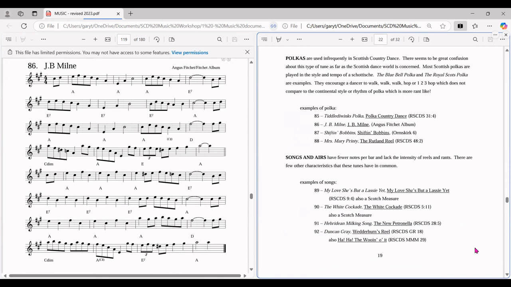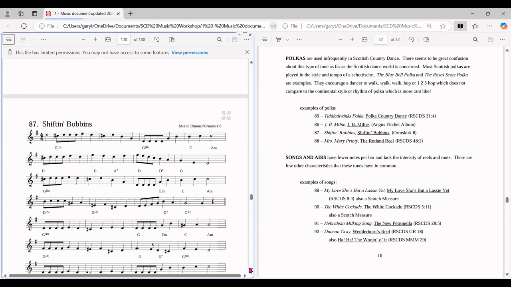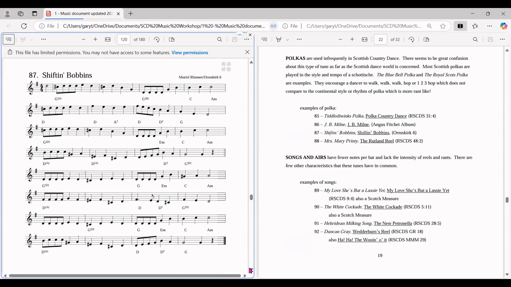Again, notice it's a 16-bar phrase, not dissimilar for what happened in the jigs, in the 2 steps. Shift and Bobbins is another very popular dance that uses a polka-style tune. And if you wanted to do 16 again, that's great. Ready, and.